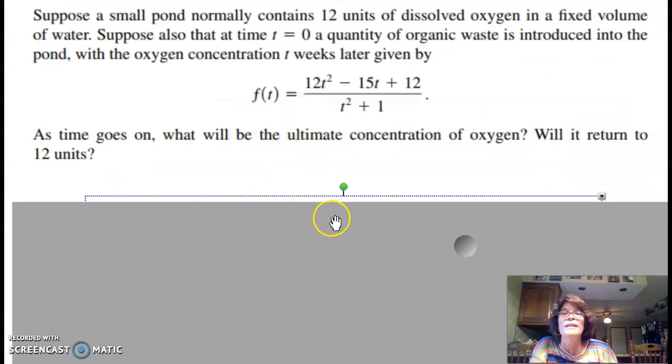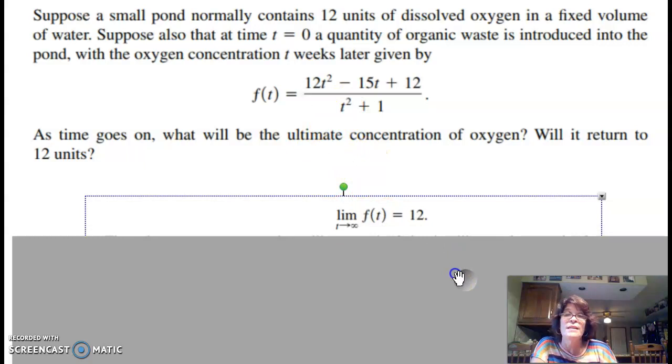Suppose a small pond normally contains 12 units of dissolved oxygen in a fixed volume of water. Suppose also that at time 0, a quantity of organic waste is introduced into the pond, with the oxygen concentration T weeks later given by this formula. As time goes on, what will the ultimate concentration of oxygen be? Will it return to 12 units?